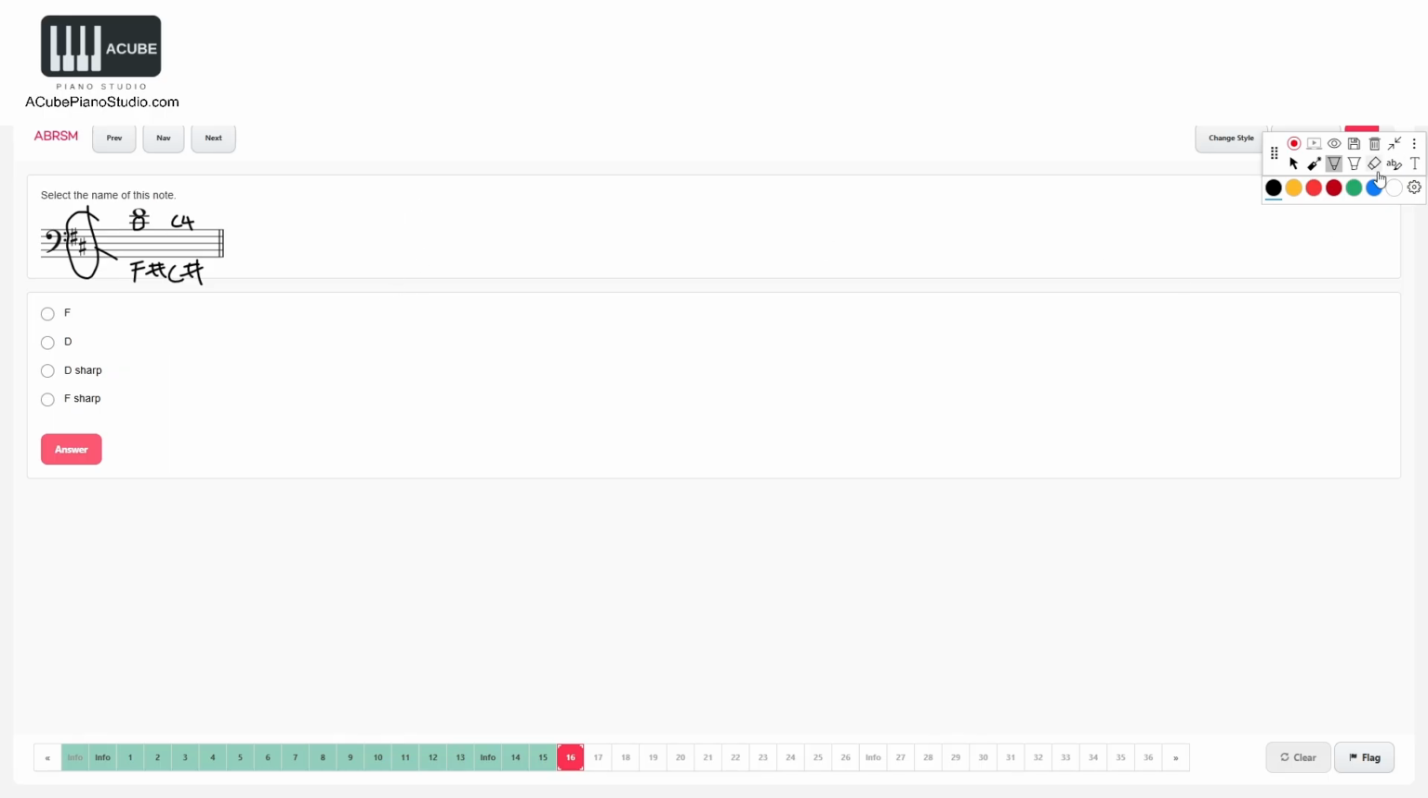Okay, so this is middle C. Let me erase this. Okay, this is middle C, right? This is C, then this is D, then this is E, and finally this is F. But because of the key signature, all F must have a sharp, so the note is F sharp.